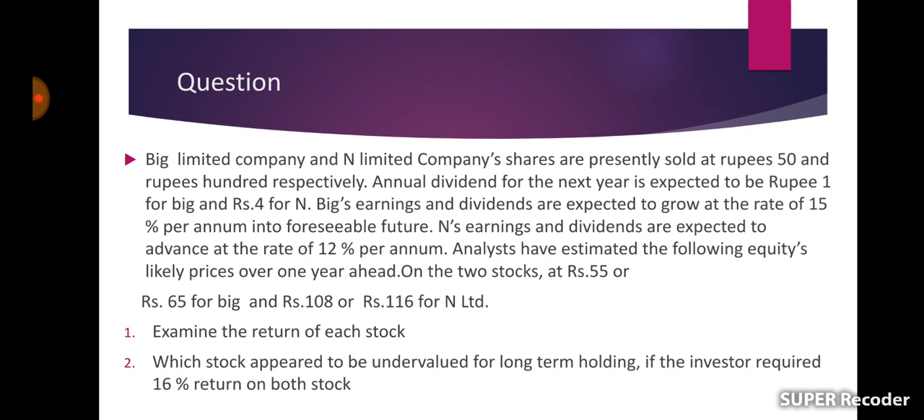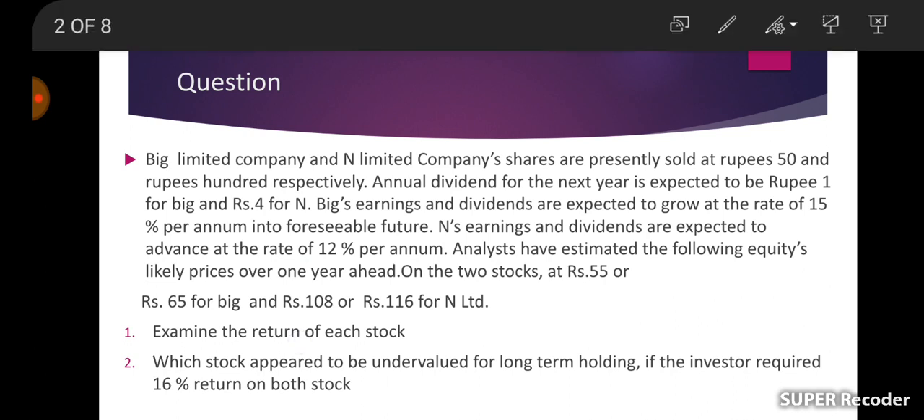So we need to calculate the rate of return first. Examine the return of each stock. We need to calculate rate of return of each stock. That means Big Company's as well as N Company's rate of return needs to be calculated. For that, because K is not given in the question, rate of return means K.